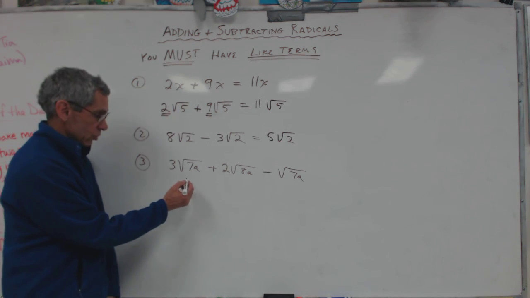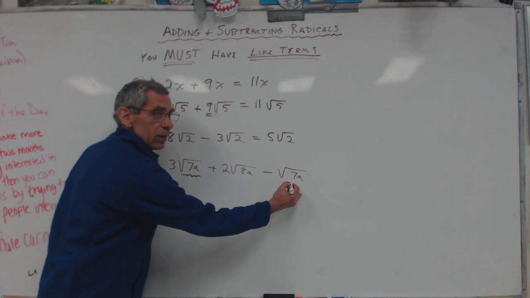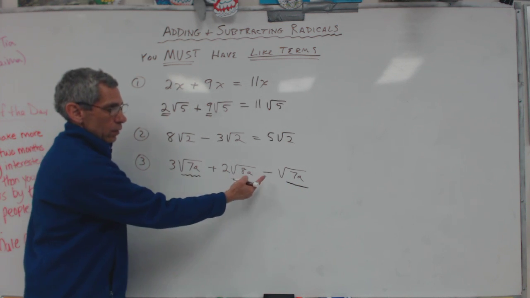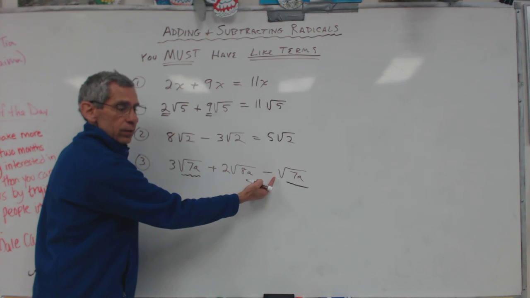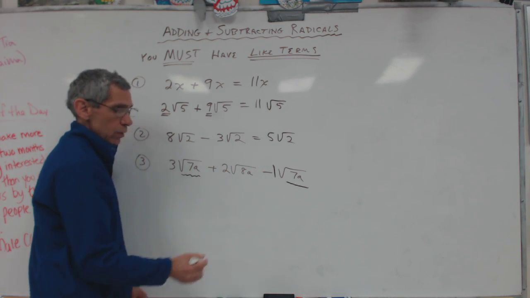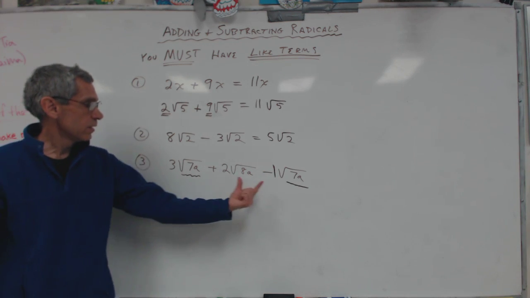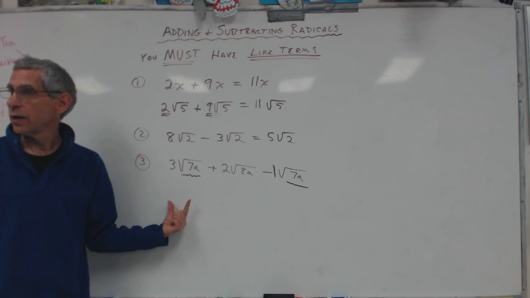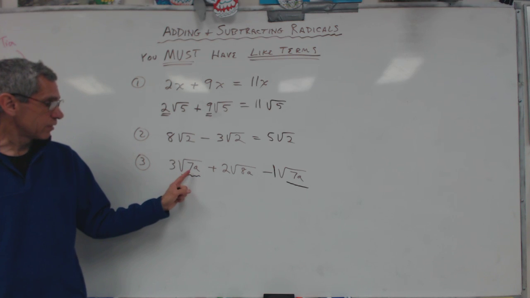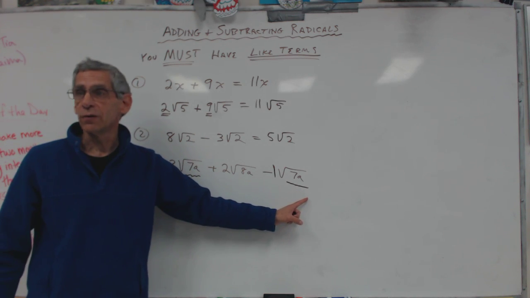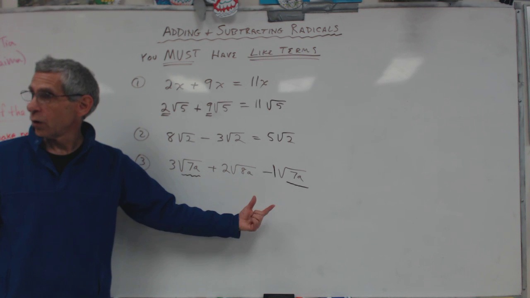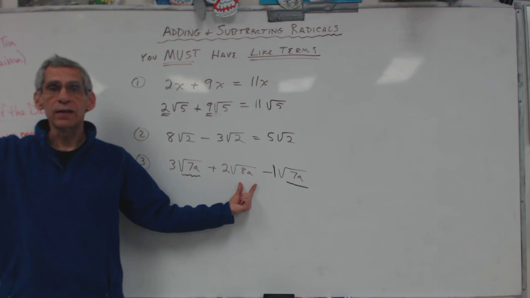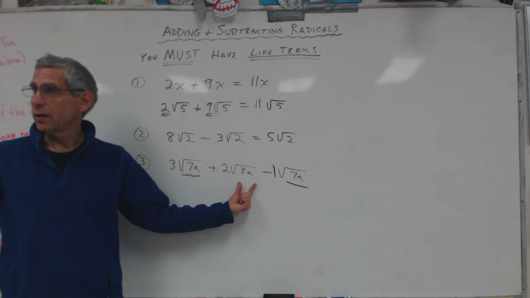So where are my like terms? Right here and here are my like terms. What's the number in front of this one? 1. There's a hidden 1 in here. Do you guys agree with me? These are like terms, right? I have a square root of 7a, and I have a square root of 7a. Those are like terms. This square root of 8a is totally not a like term.